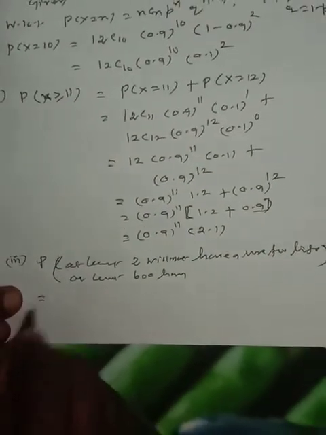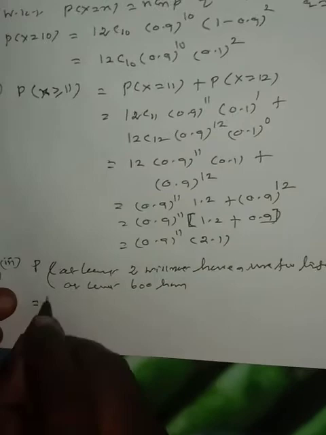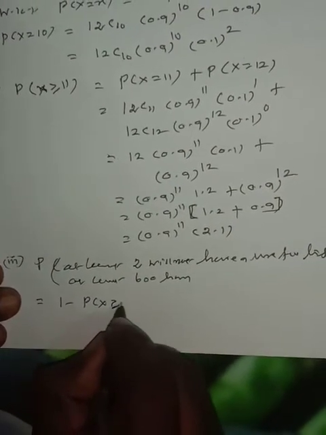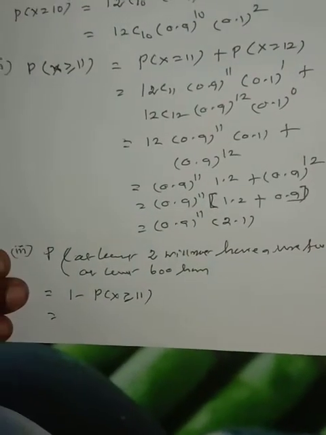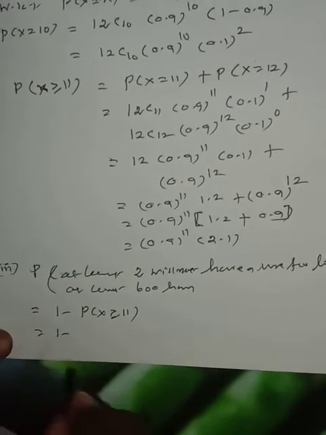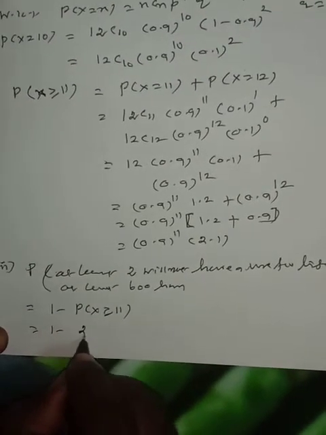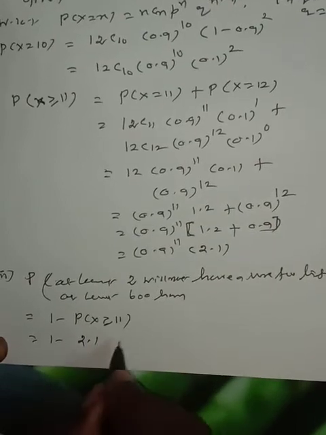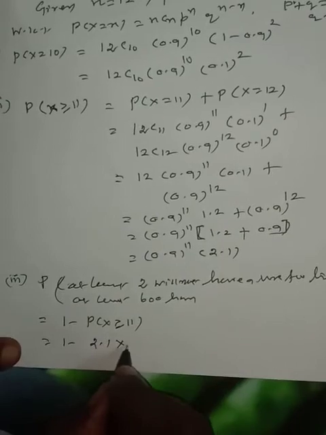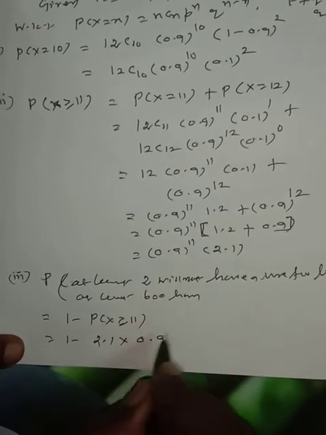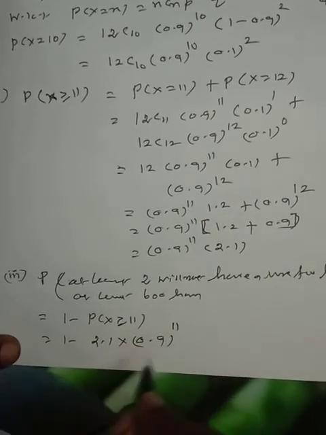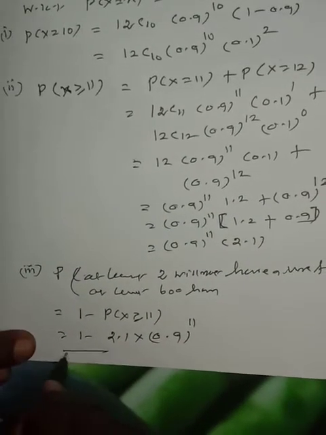is equal to 1 minus P of X greater than or equal to 11, which is equal to 1 minus 2.1 into 0.9 to the power of 11. Hence the result.